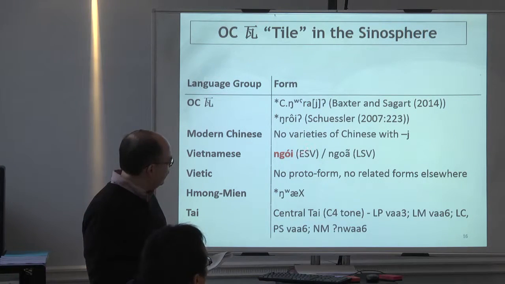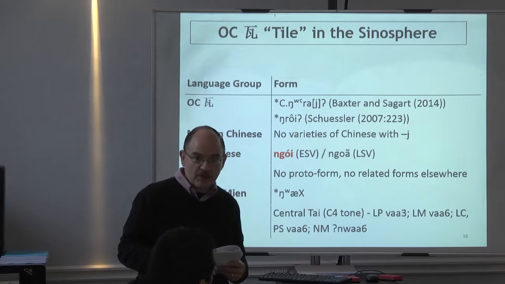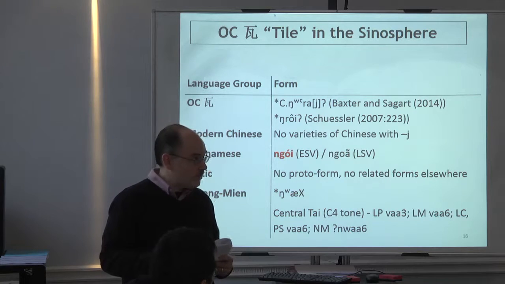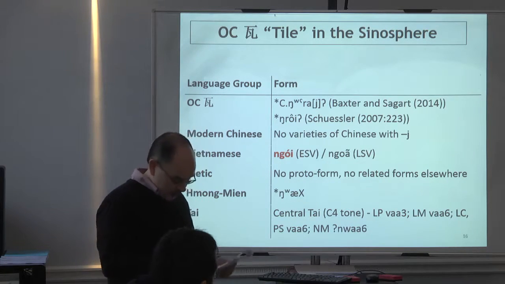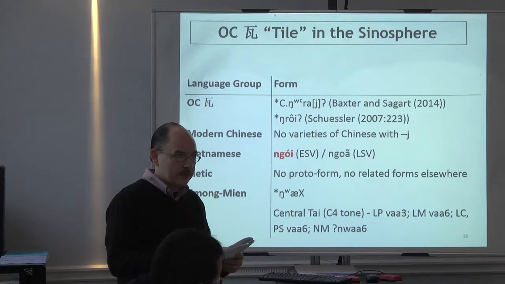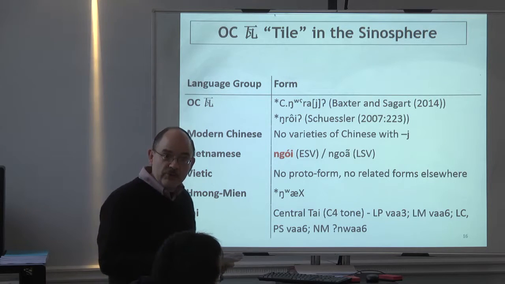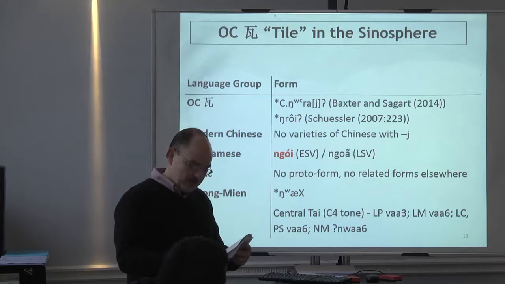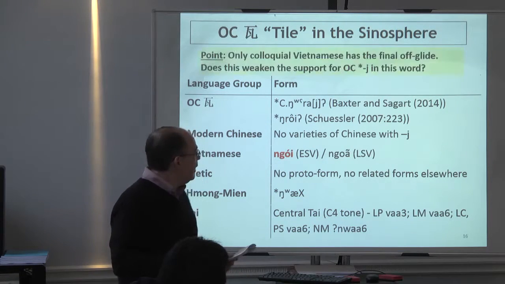Interesting because of the final off-glide. As far as I can tell, no modern variety of Chinese has it. It's all there in Hmong-Mien, Tai, and Vietnamese, with the final off-glide, ai. I guess it would have been Bill Baxter who first noted it in the odes, and I've forgotten when it was mentioned exactly. Rhymes in the odes, okay, so that's the only evidence, rhymes in the odes. So that's good, that's linguistic evidence.